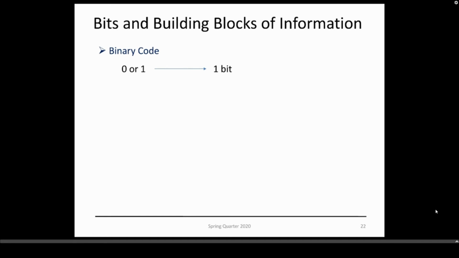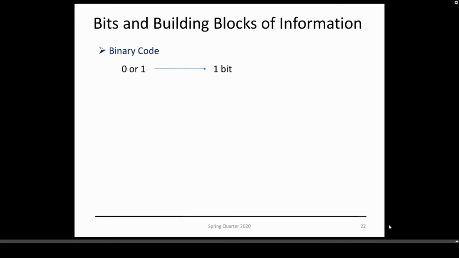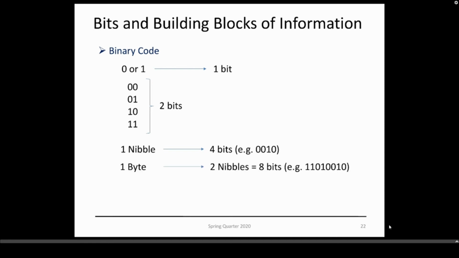If I have just 0 or 1, it's 1 bit. If I put 2 together, I get 2 bits. If I put 2 bits together, I get 4 bits, which is a nibble. 2 nibbles, it's a byte. 2 bytes, it's a word. And 4 bytes is a long word.